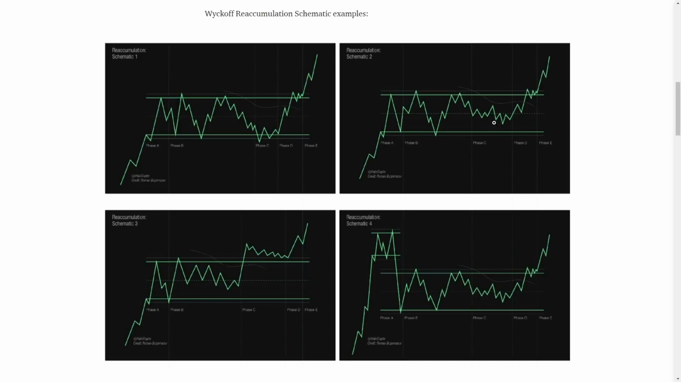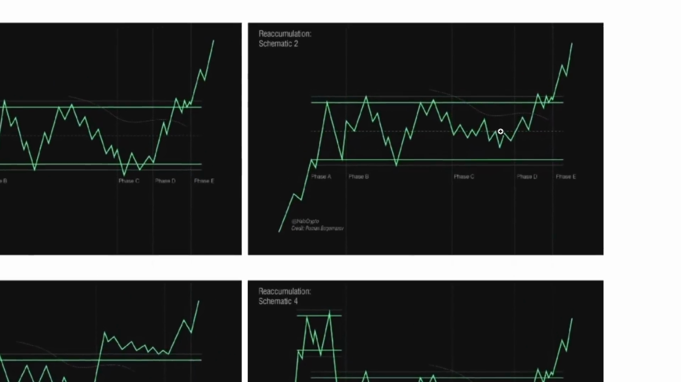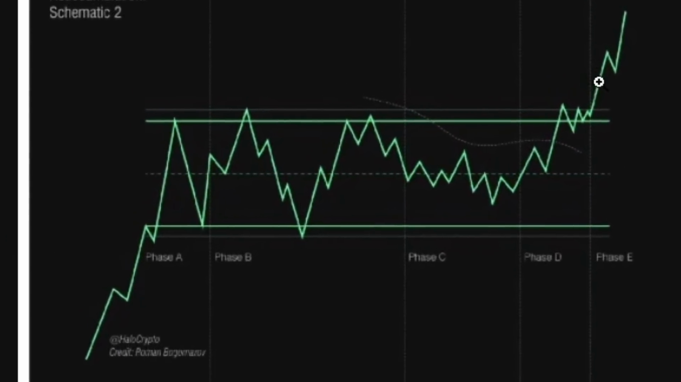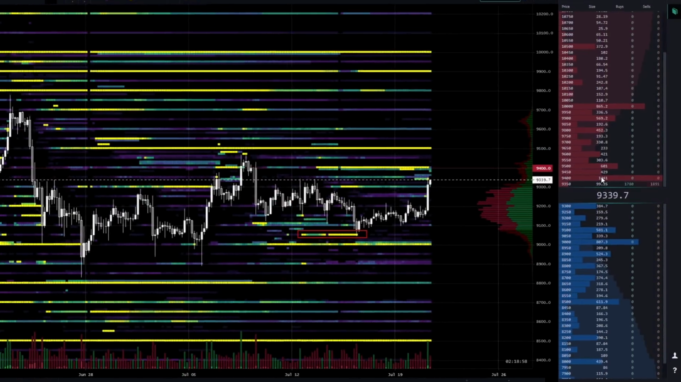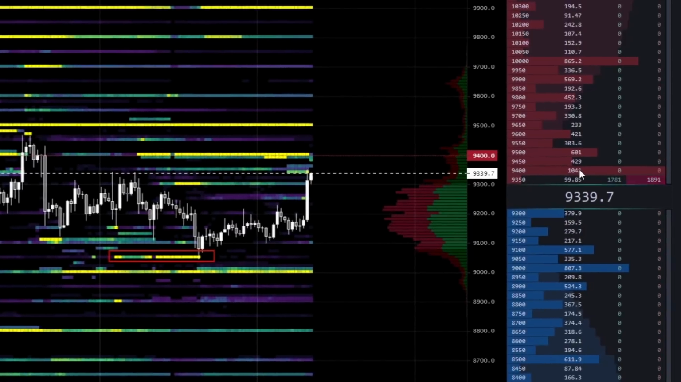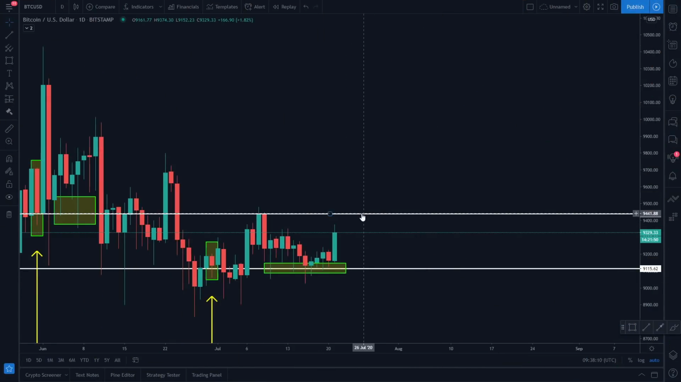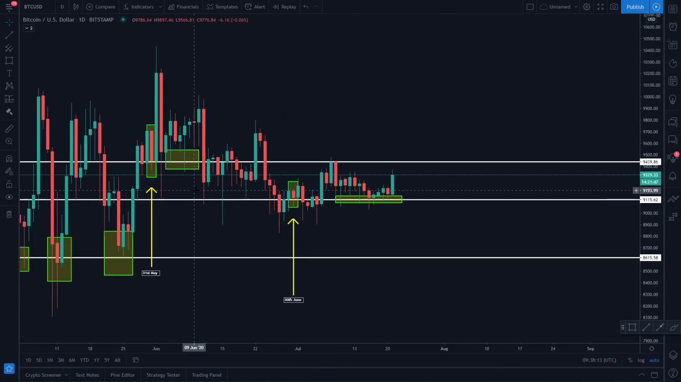We are forming this higher highs, higher lows continuation pattern, which might be indicating, hey, the breakout might look somehow like this. Around this 9,400 level, you can see a 1,041 Bitcoin size sell wall appearing. And now we are also heading towards this 9,400 monthly open level.